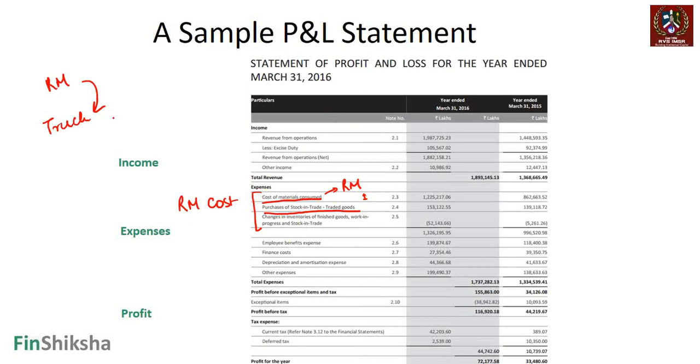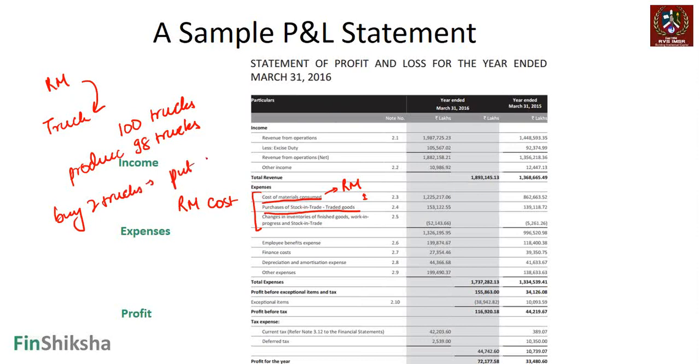Let's say they have an order for 100 trucks, but they can only produce 98 trucks. So what they can do is buy 2 trucks from the market, put their own label on those, and add that to the 98 and sell the 100 trucks. They can do that. So this is traded goods.